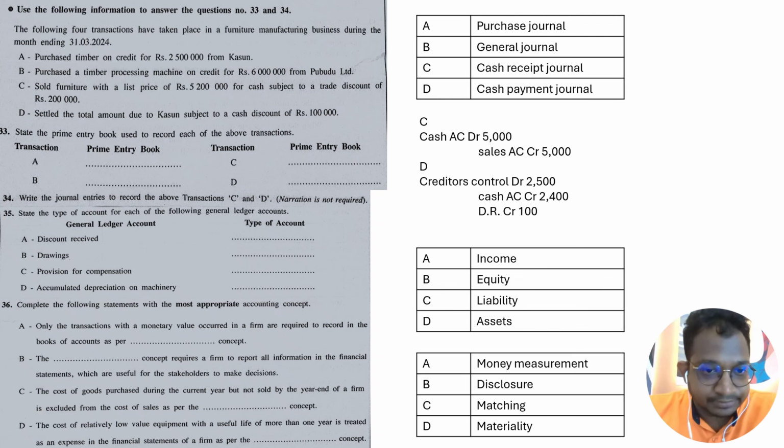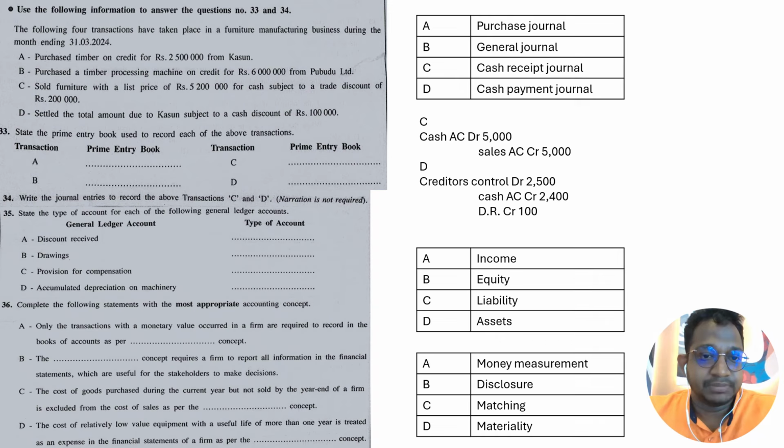33, what they're asking here, primary goods. Purchase timber on credit for 2,500,000 from Kasum. So here, this is a furniture manufacturing business. So purchasing timber, they are purchasing timber for what? For their production process. So it is a trade stock purchase. So that thing you have to record in the purchase journal.